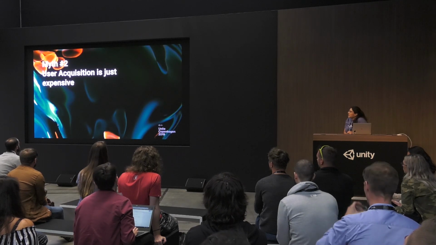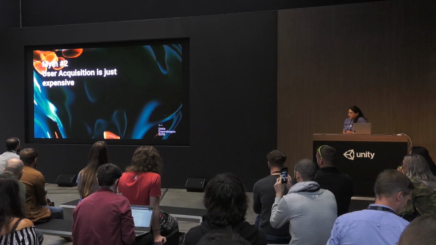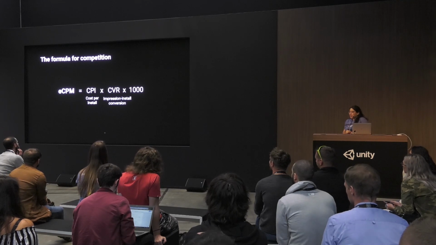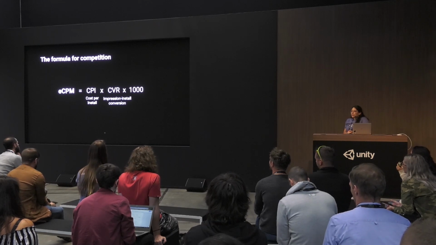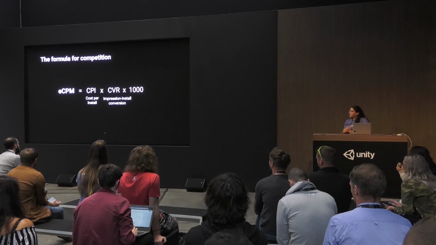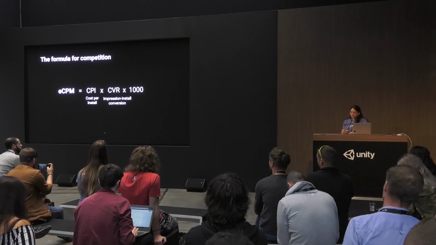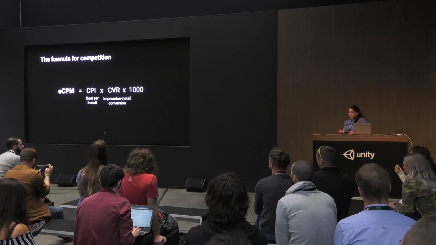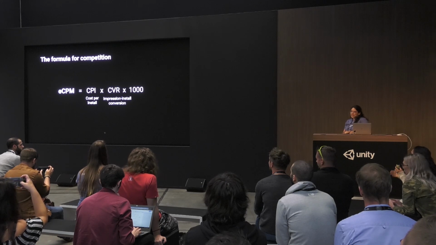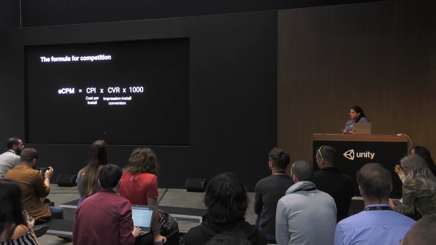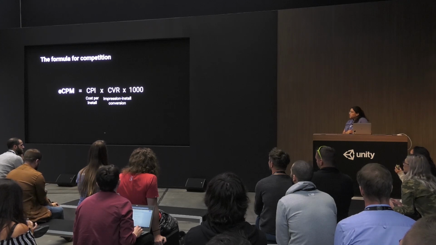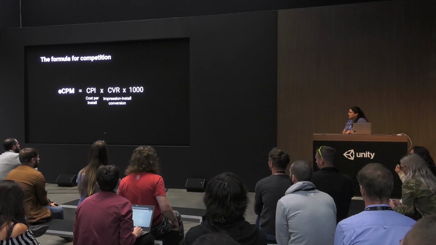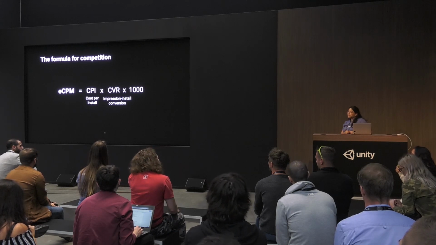Our second myth is that user acquisition is just expensive. So let's break this down. Thinking about performance, when we talked about CPI, it really can be boiled down into a formula of how competitive your ad is and that it actually gets shown. So eCPM, effective CPM, stands for effective cost per mille, or effective cost per 1,000 impressions. And it's based on the CPI, the cost that you're paying per install, as well as the conversion rate, abbreviated here as CVR. So how many times you're showing the ad to how many times someone actually installs, times 1,000.